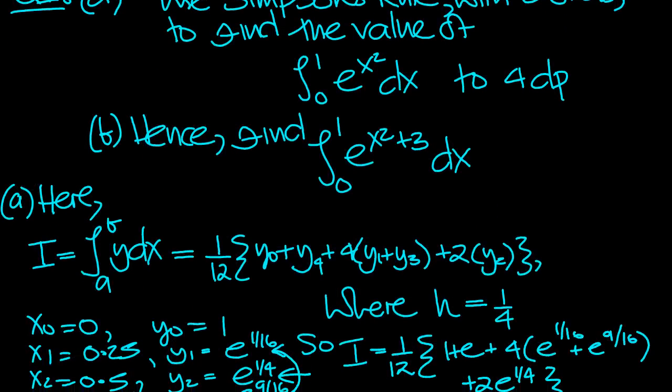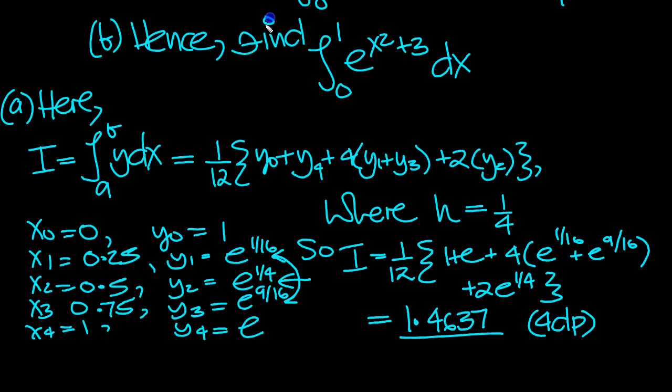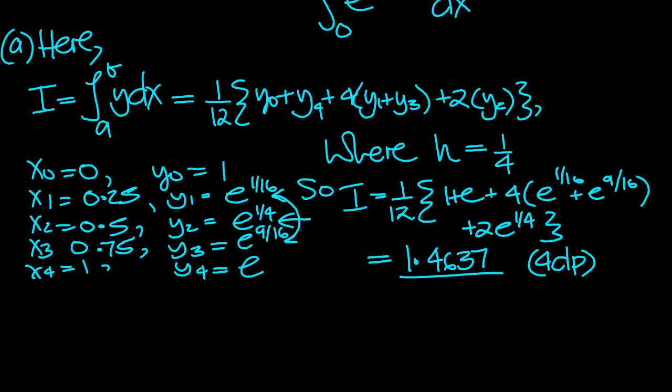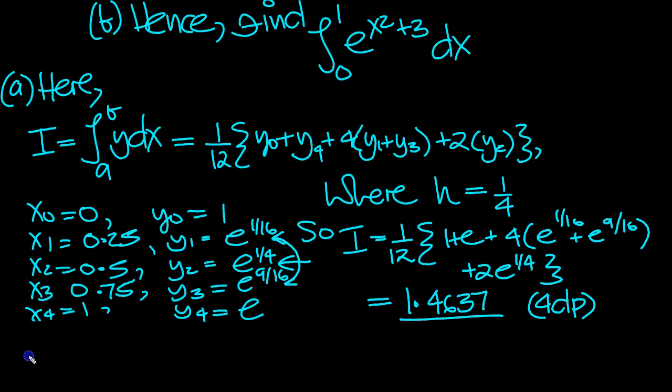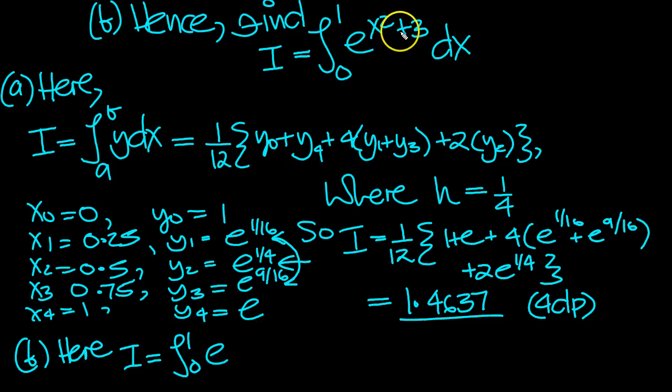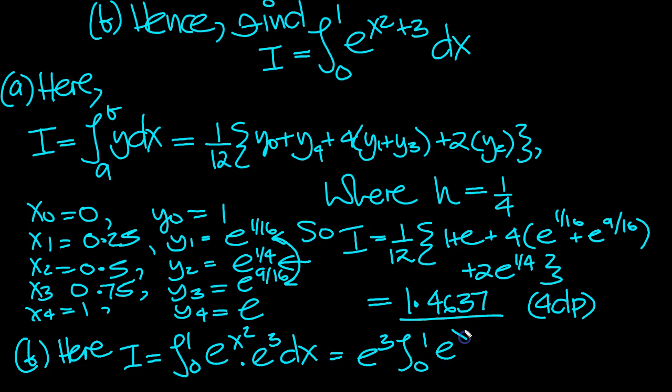Okay, so there's that done. Now we need to find this integral here, the approximate integral. So part B here. Let's call this I again now. I is equal to, for the second part of the problem, basically the integral from 0 to 1 of e to the x squared plus 3. Using the properties of indices, you add on indices, so it's e to the x squared times e cubed dx, which is equal to e cubed times the integral from 0 to 1 of e to the x squared dx. So we have to multiply our integral, which is this value here, by e cubed.